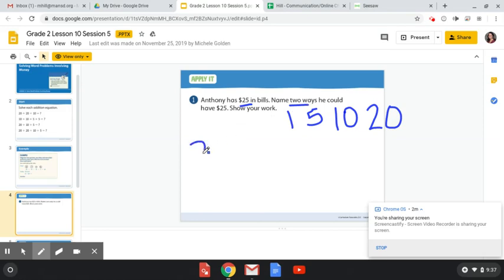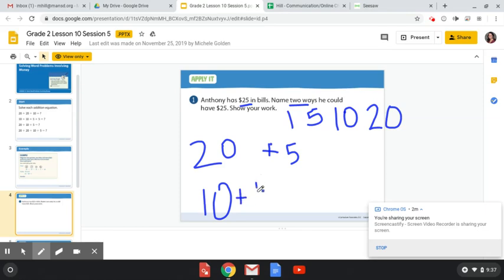The first way is to have a $20 bill plus a $5 bill. Another way could be you could have 25 $1 bills. You could have 5 $5 bills. You could have 2 $10 bills and a 5. So there's a bunch of different ways that you can do this.